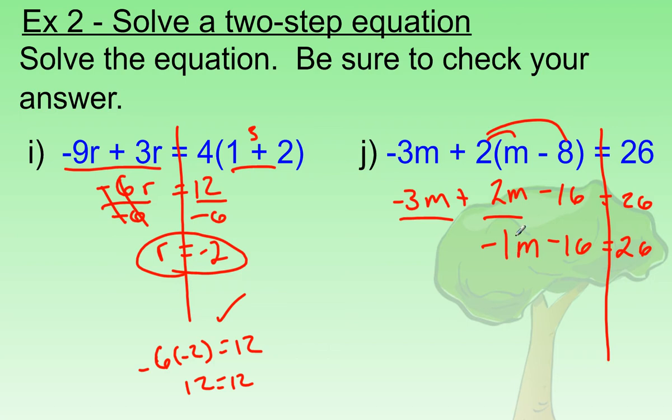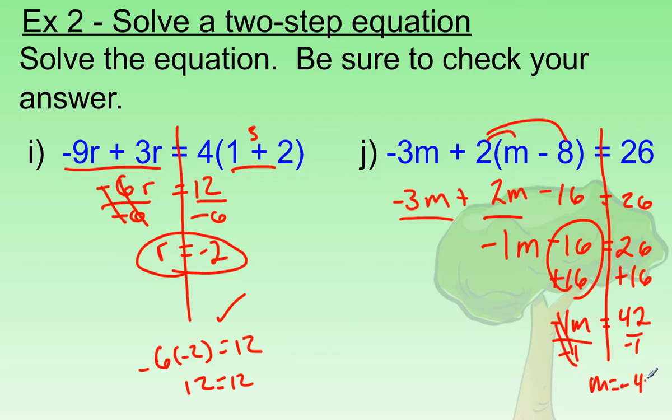And now I'm going to get rid of this negative 1 last, so I get rid of this minus 16 first. So I add 16 to both sides. Negative 1m equals 42. Divide both sides by negative 1. M equals a negative 42.